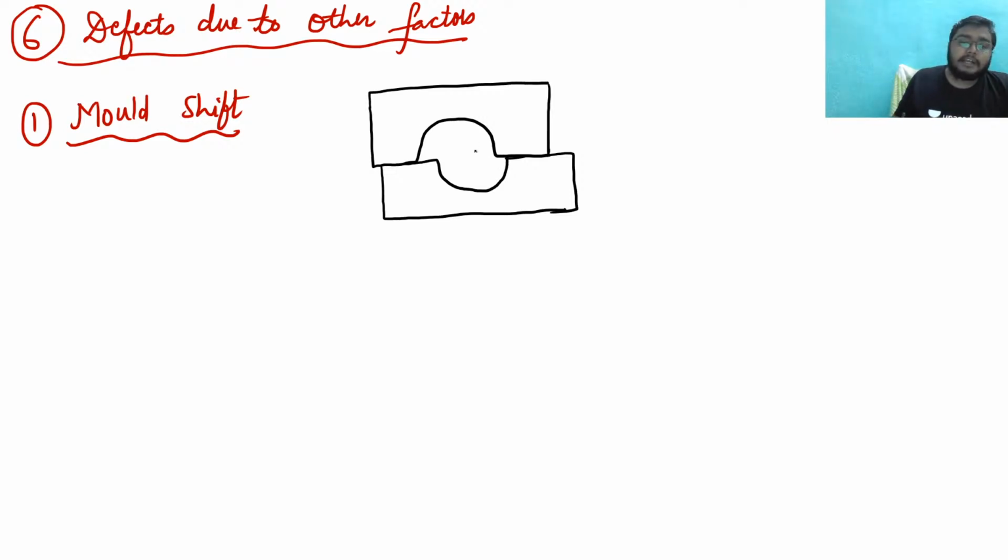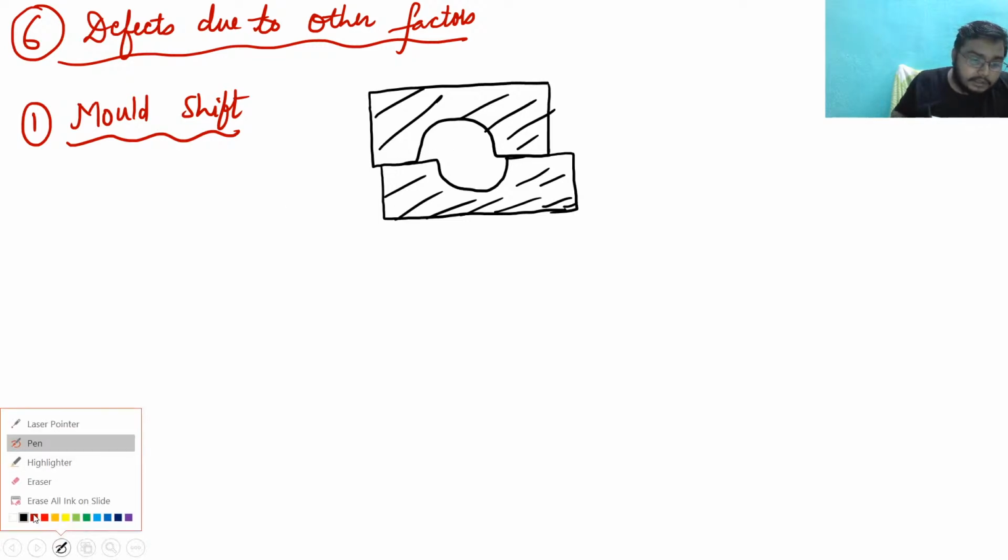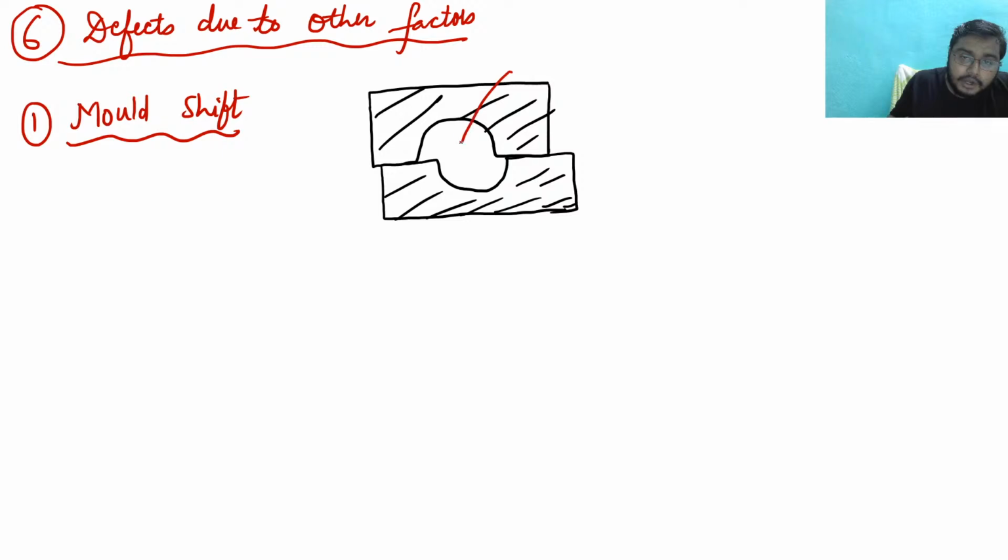So I'm getting a cavity like that. So this is my cope and this is my drag, right? So when I do the casting, when the molten metal is poured here, I will get a casting something like that.